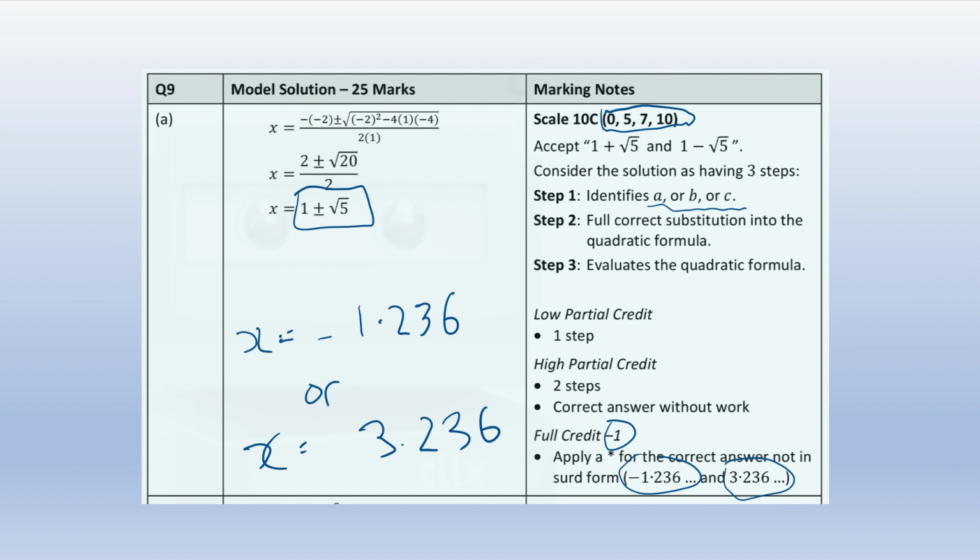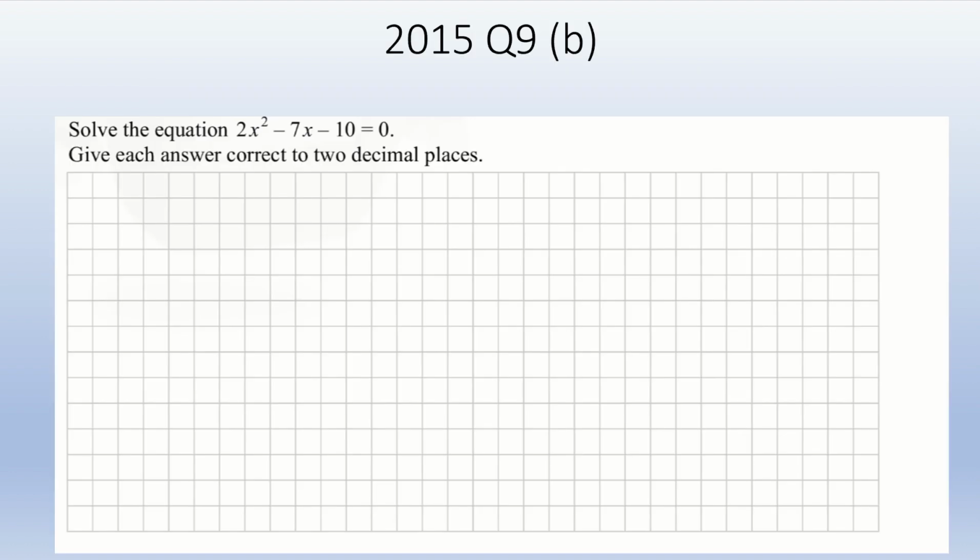A similar question came up in 2015. It was question 9b on your paper 1. Solve the equation 2x squared minus 7x minus 10 is equal to 0. So again, it says solve, so you need to find x at the end. So that's clue number 1 that you're using your quadratic equation. And also your next line here is a dead giveaway. It says give each answer correct to 2 decimal places.